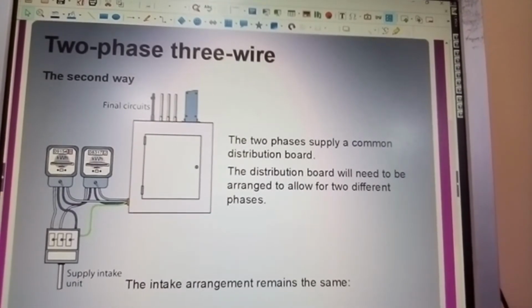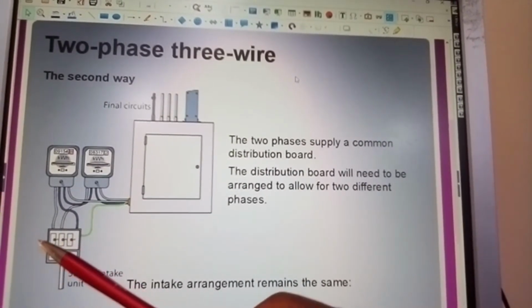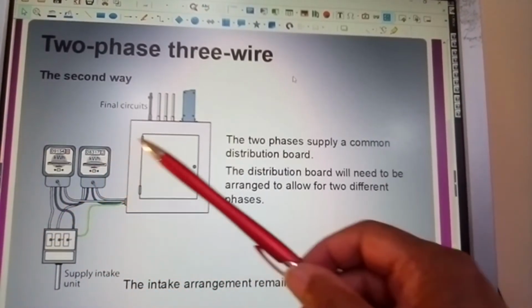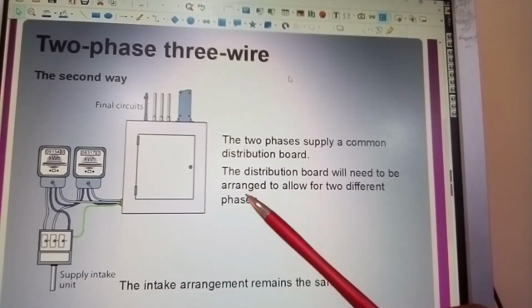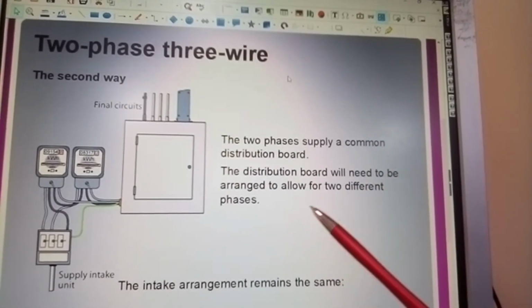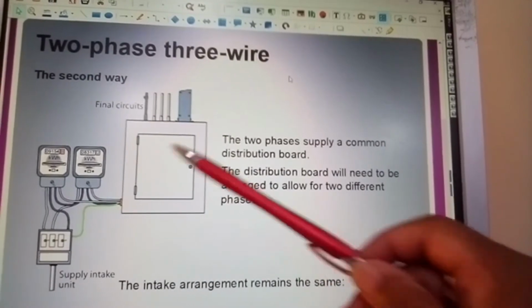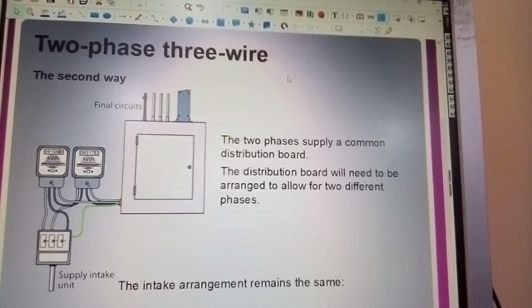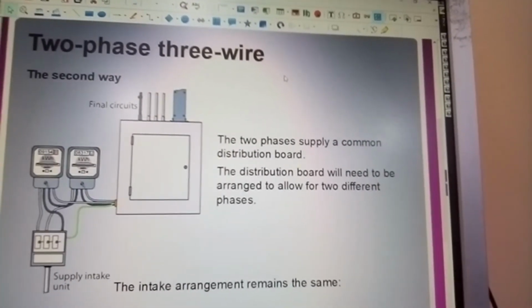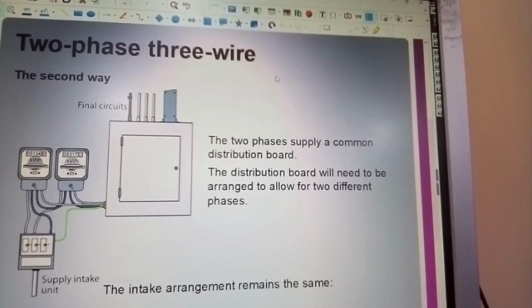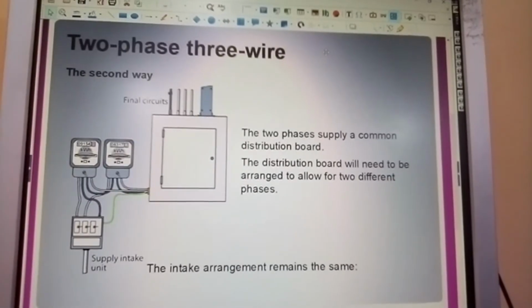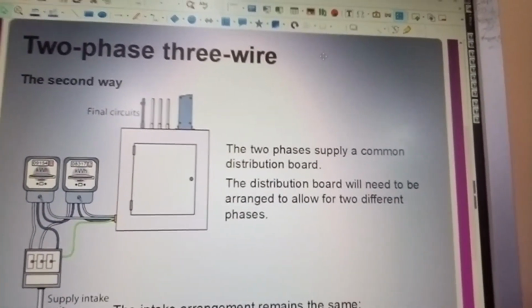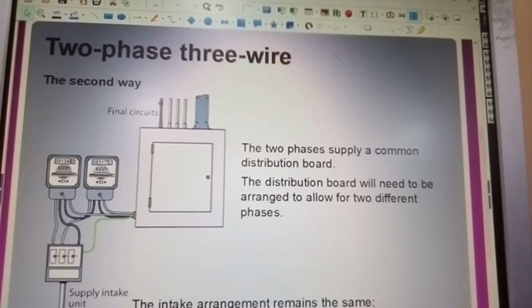Two-phase 3-wire supply. Two phases supply a common distribution board. The distribution board will need to be arranged for 2 different phases. So you'll have your phase 1 in a bank, phase 2 would be your second bank. That's a two-phase 3-wire supply system.